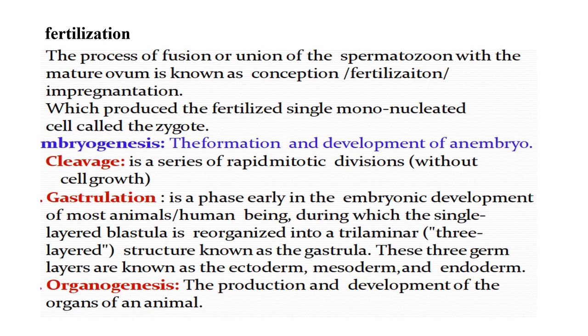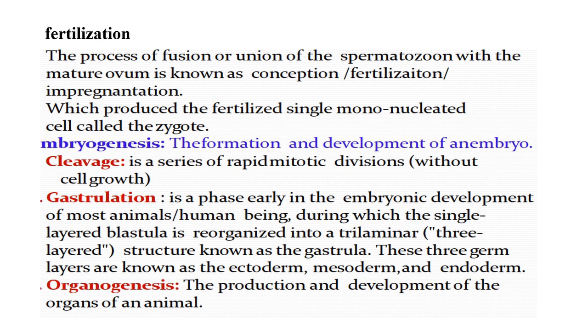Fertilization, as we have said, is a process of fusion or union of the spermatozoa and the mature ovum, and this results in formation of the zygote. After formation of the zygote, we have embryogenesis, where there is formation and development of the embryo. And we have said in embryogenesis there are three stages.